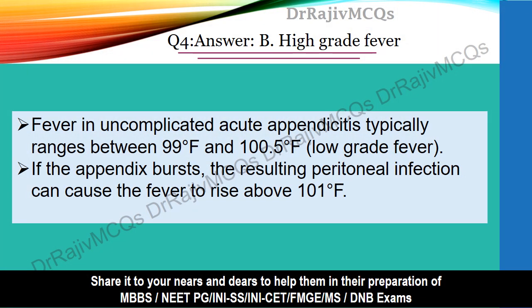The correct answer in question number 4 is option B. Fever in uncomplicated acute appendicitis typically ranges between 99 degrees Fahrenheit and 100.5 degrees Fahrenheit, which is a low-grade fever. If the appendix bursts, the resulting peritoneal infection can cause the fever to rise above 101 degrees Fahrenheit. A high-grade fever is typically defined as an oral temperature of 102.4 degrees Fahrenheit to 105.8 degrees Fahrenheit in adults.